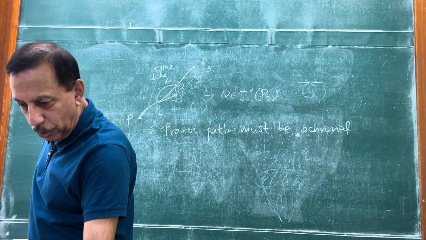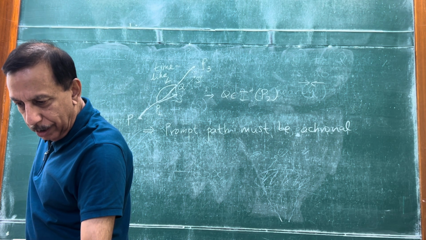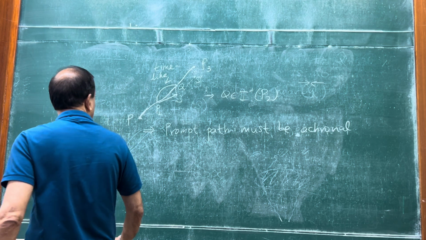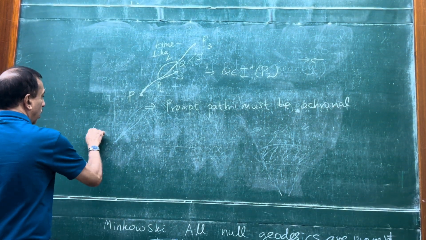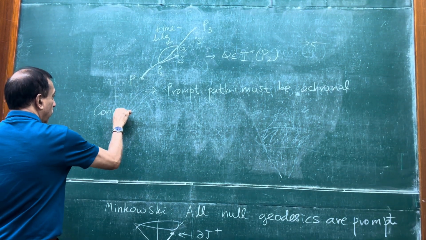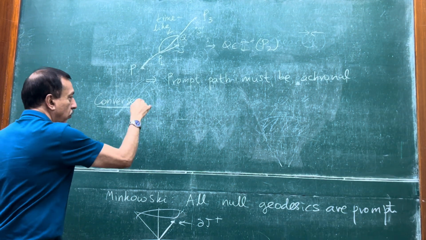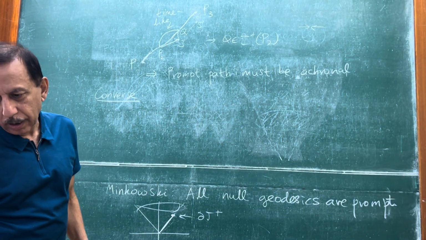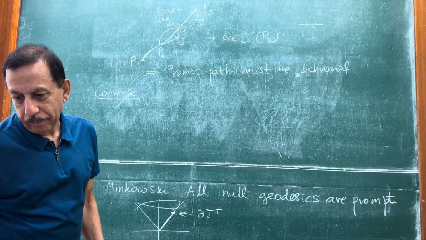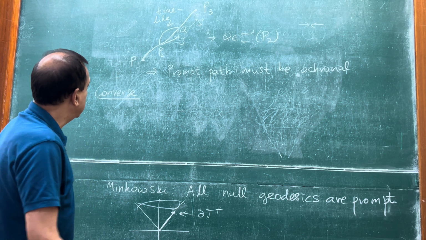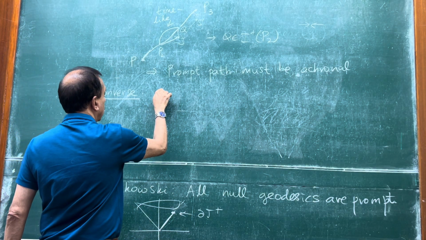Now we have to do the converse. For the converse, we suppose that a given geodesic is not prompt.